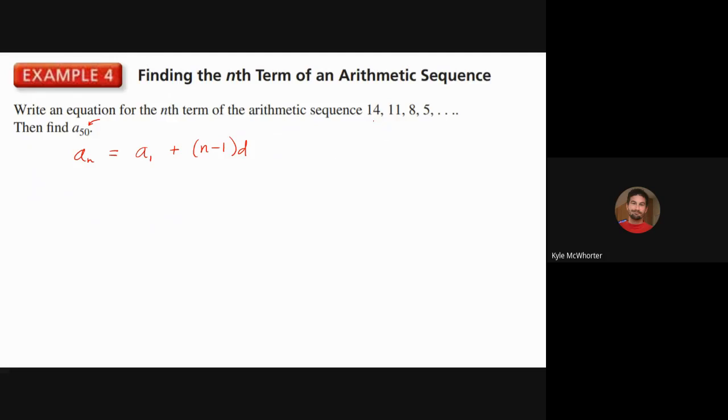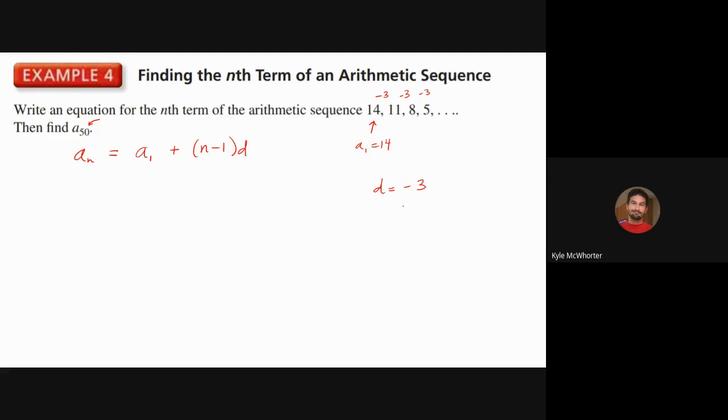So right here, the first term is 14. So I know A1 is 14. And then I need to figure out the common difference. Is my common difference going to be positive or negative? Well, my numbers keep going down. So that means that my common difference should be negative. So what's happening each time? How much is going down by? 14 down to 11, that's minus 3. 11 minus 3 is 8. 8 minus 3 is 5. So my common difference is negative 3.